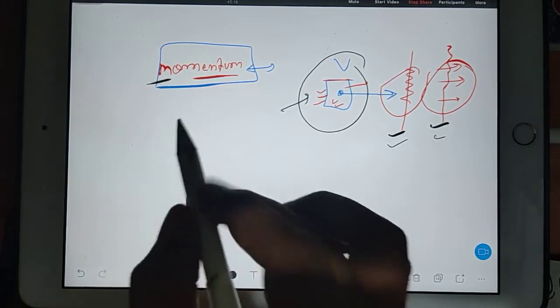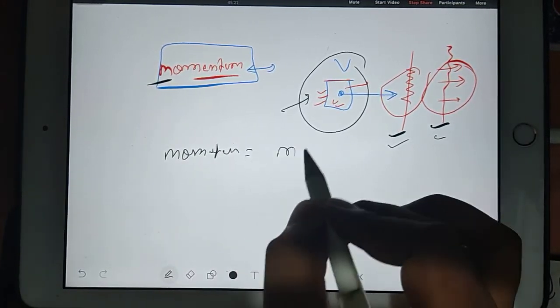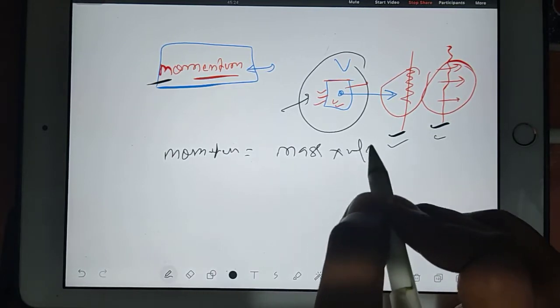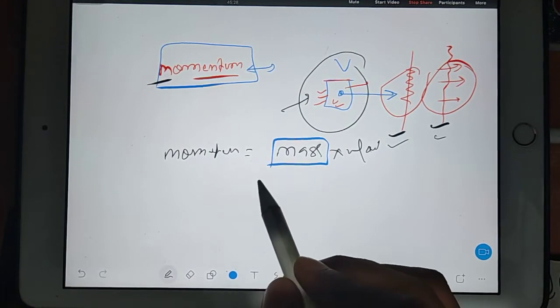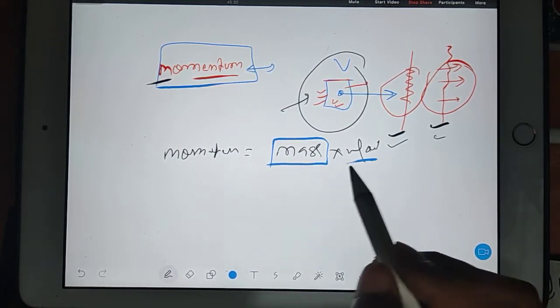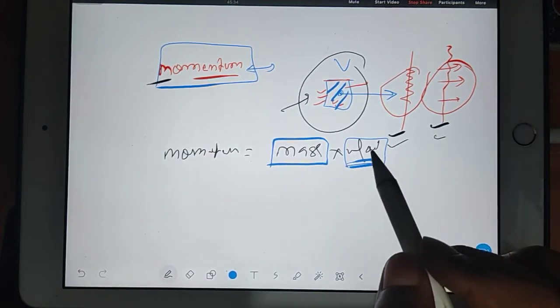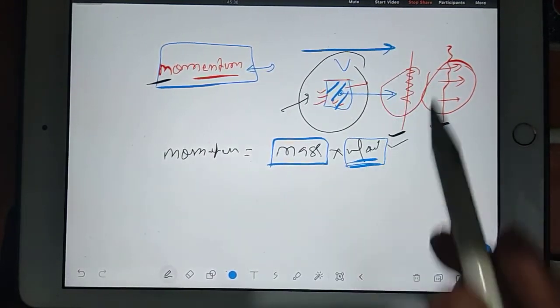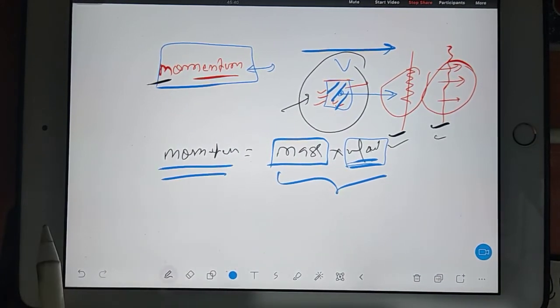So what is momentum? Momentum is nothing but very basic physics. Momentum is nothing but mass into velocity. What is the physical feel here? How much mass is traveling with how much velocity? So this much mass is traveling with this much velocity. Mass is going in this direction. You multiply both, then you will get momentum.